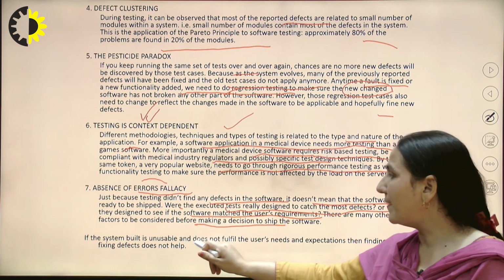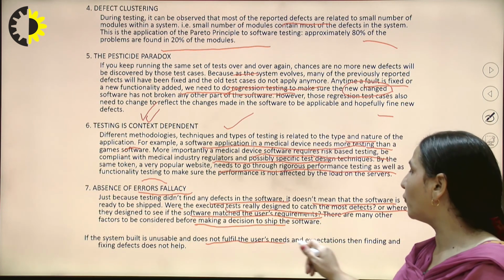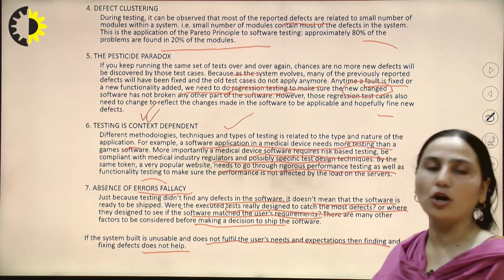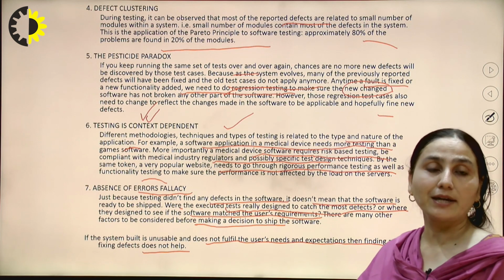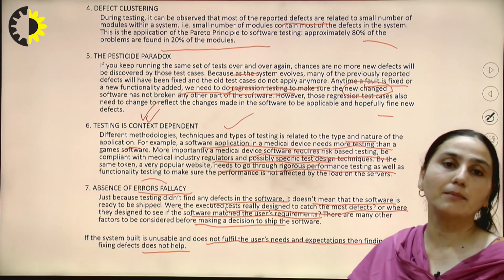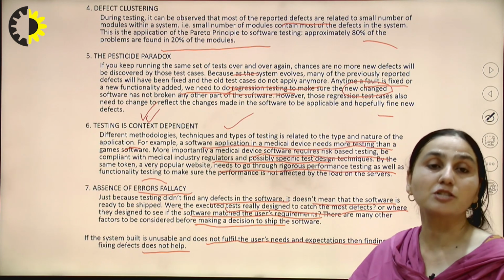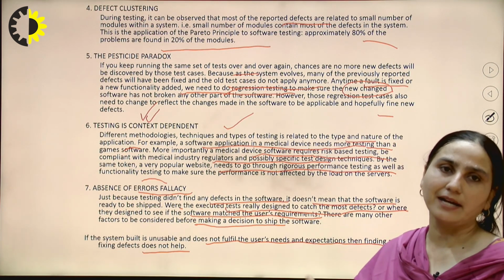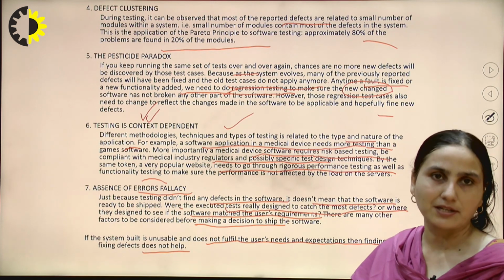If the system built is unusable and does not fulfill the user needs and expectations, then finding and fixing defects does not help. So it is very important that we are very clear about these different principles of testing and what the objective of testing is, and only with these criteria in mind should we perform this type of testing.